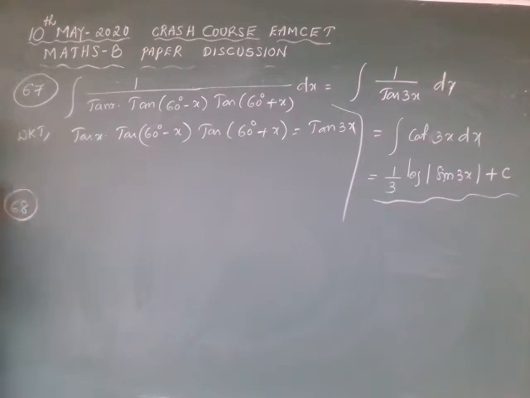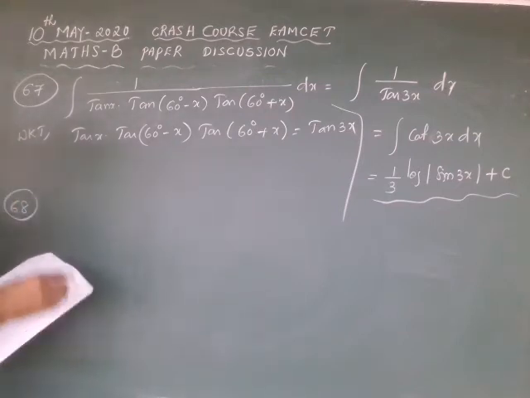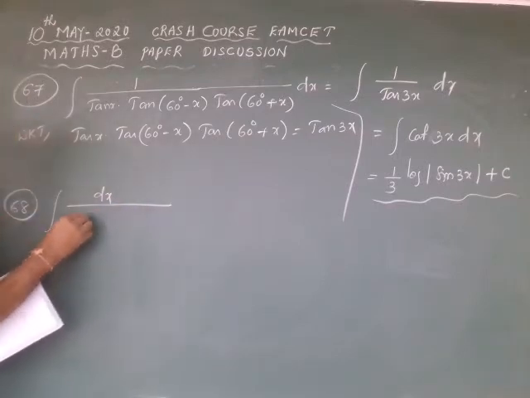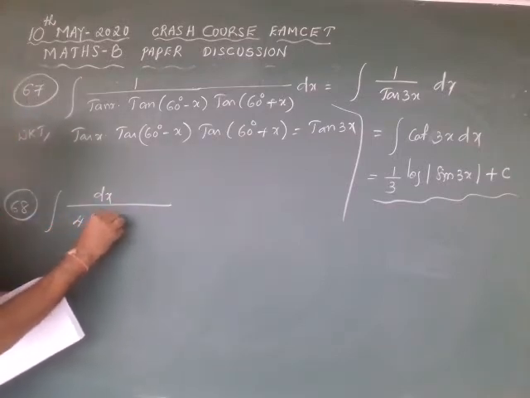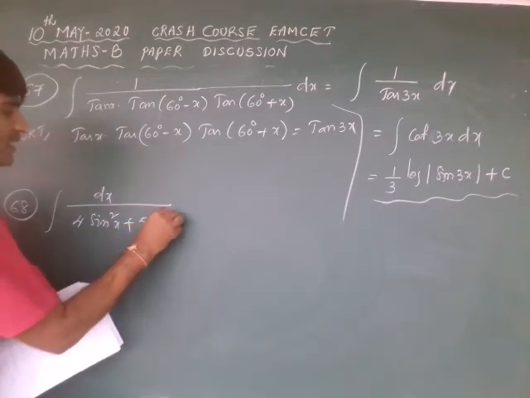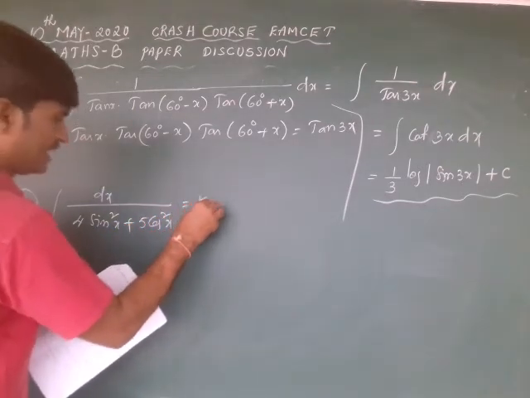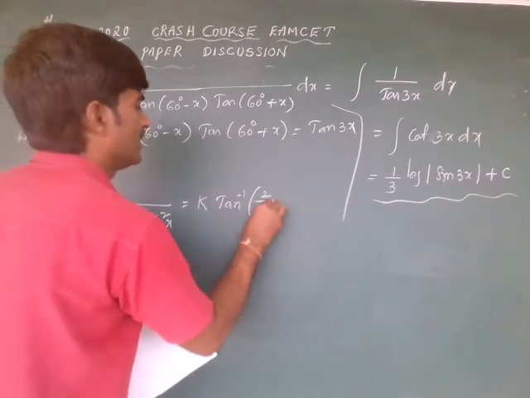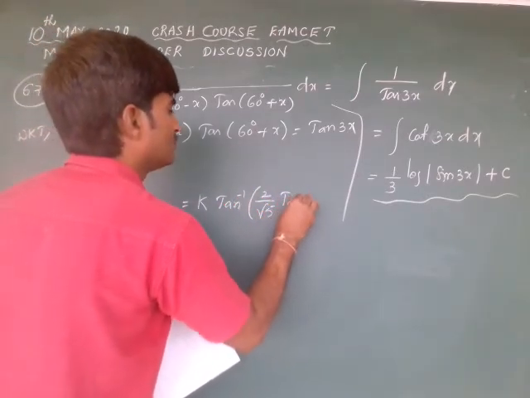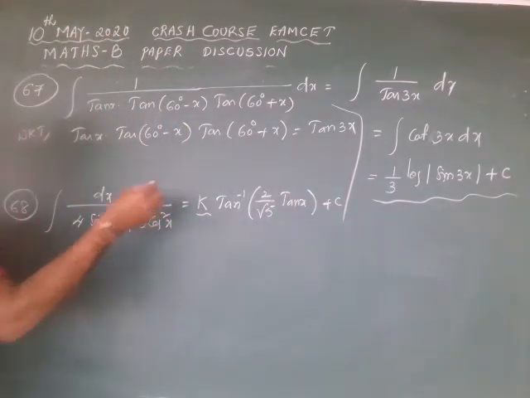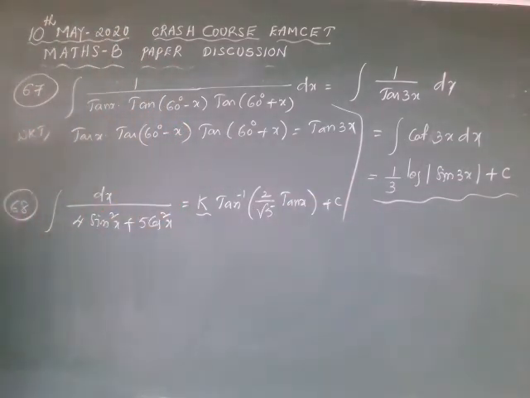Next, 68, integral dx divided by 4 into sin square x plus 5 into cos square x is equals to k into tan inverse of 2 divided by root 5 into tan x plus c. Then what is the value of k?